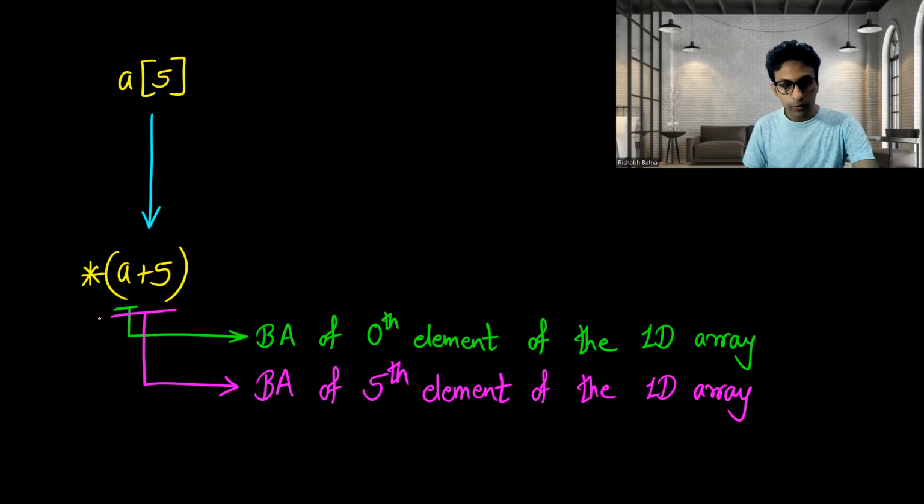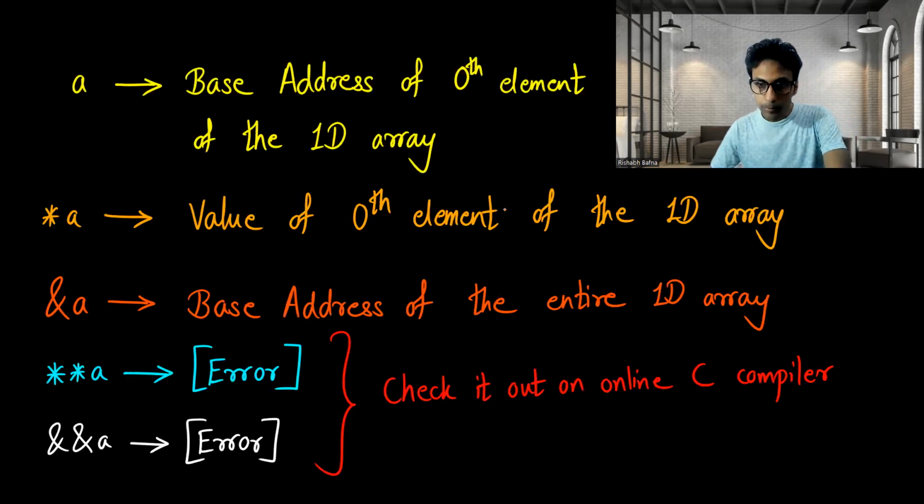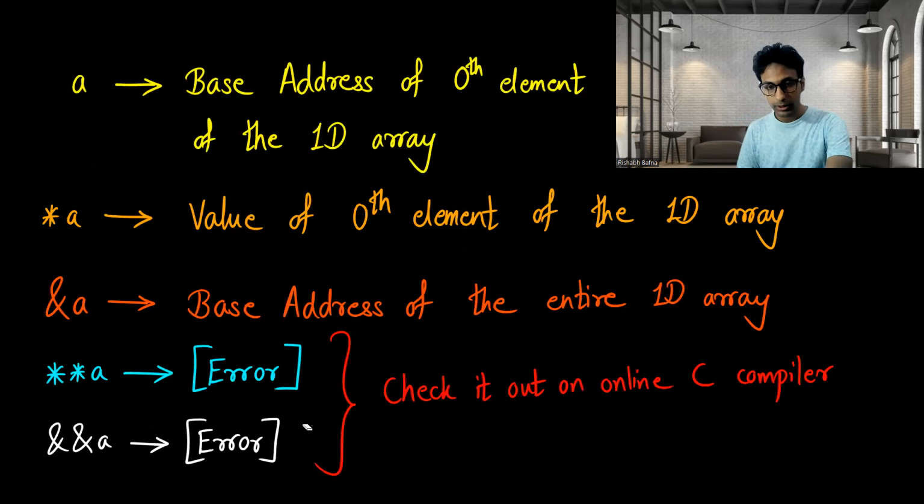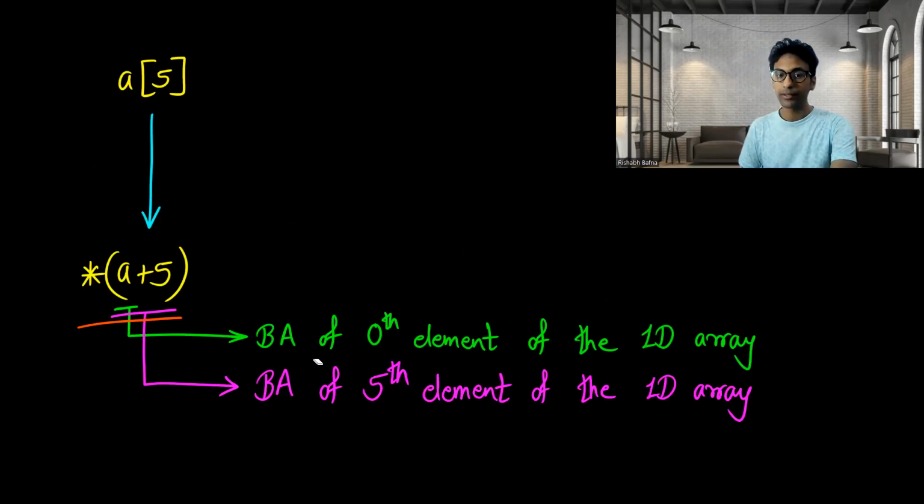If I put star, what will happen? I'll go one level inside. Right now, I am pointing to the base address of the fifth element. If I put star, I'll go one level inside. I'll point to the value, not the base address: the value of the fifth element of the entire 1D array. So instead of base address, I'll get value. Just a simple change.